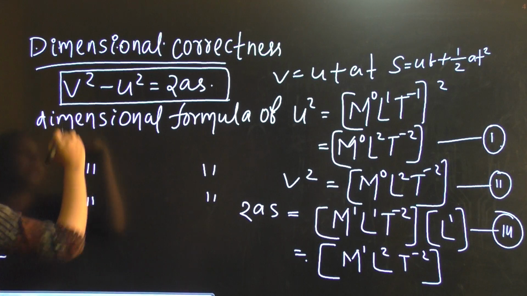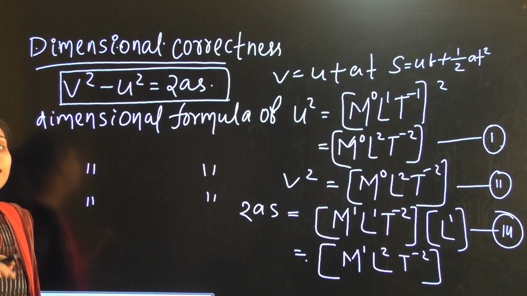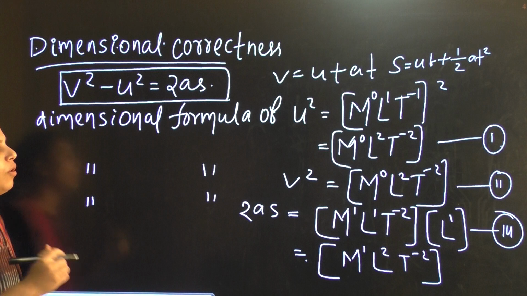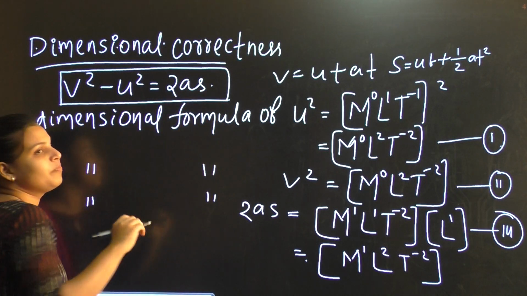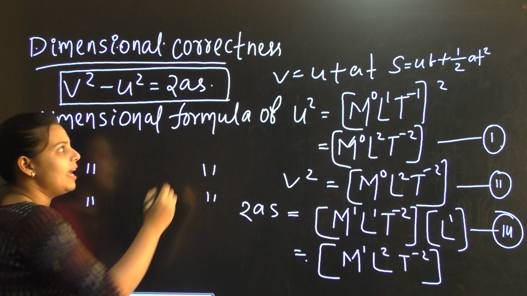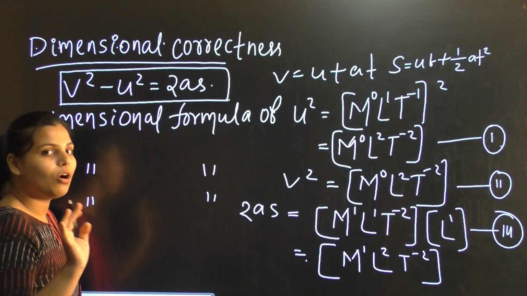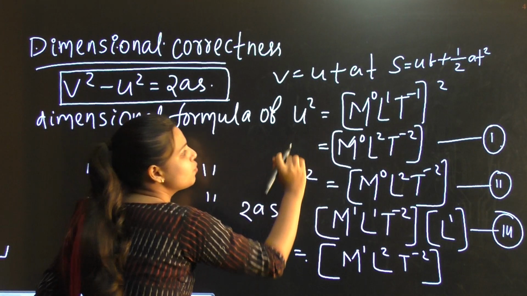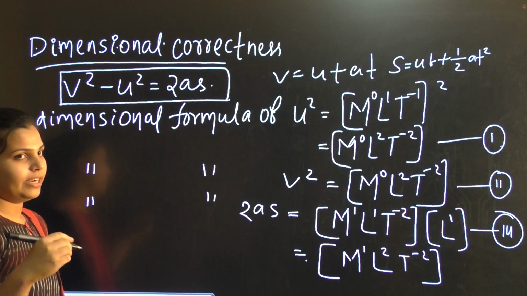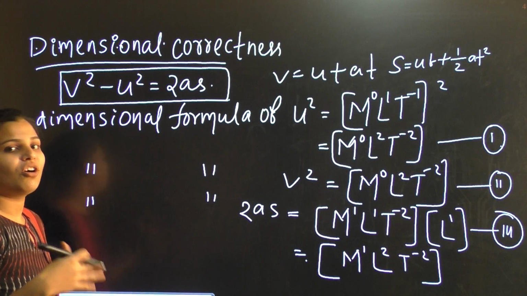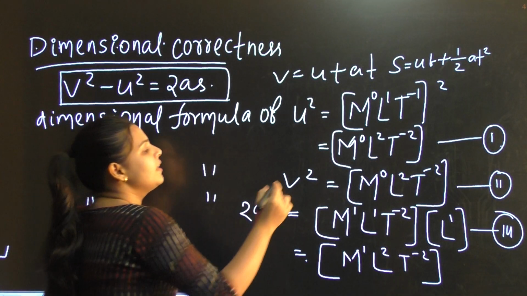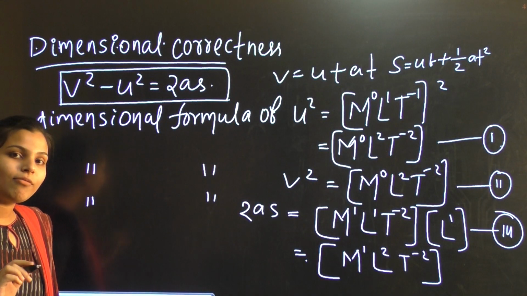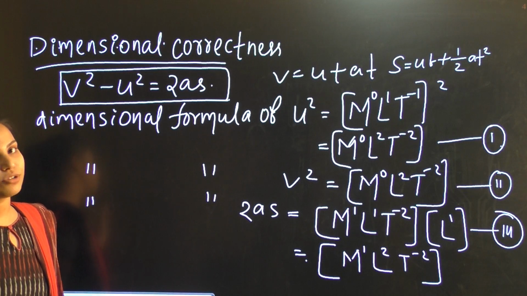So as we know, v denotes the final velocity, and u denotes the initial velocity. Here 2 into a into s: a denotes acceleration and s denotes displacement. Now the dimensional formula of u square. It is a velocity, whether initial or final. The dimensional formula of velocity is M0 L1 T minus 1.